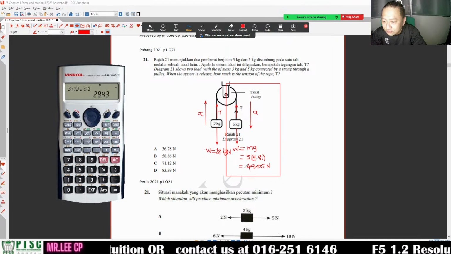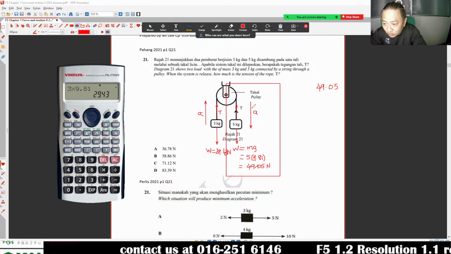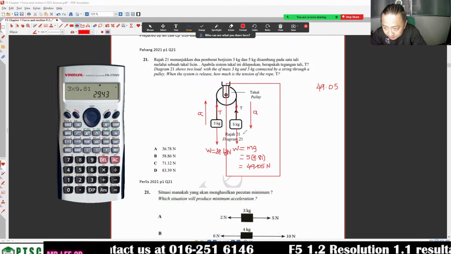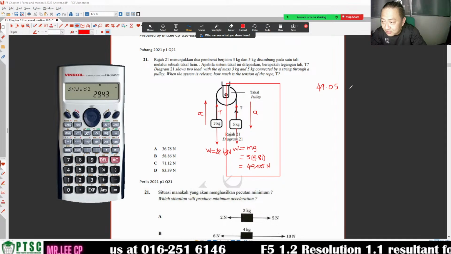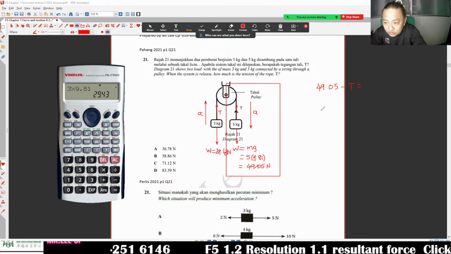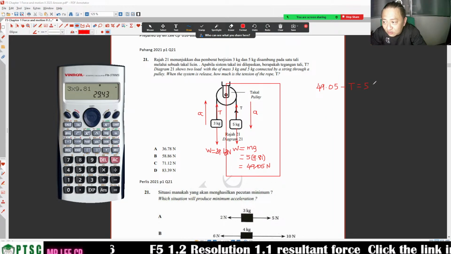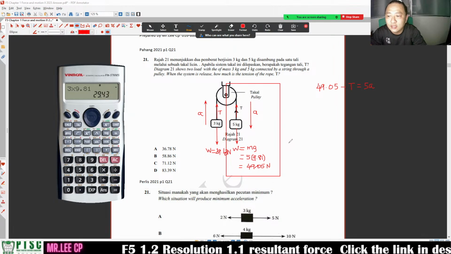So 49.05. This thing is going downward, so downward here it is bigger. 49.05 minus the tension of the rod is equal to MA. M is 5, A I don't know. Alright, the first equation.